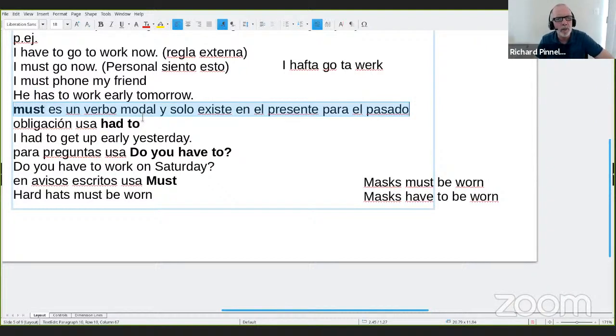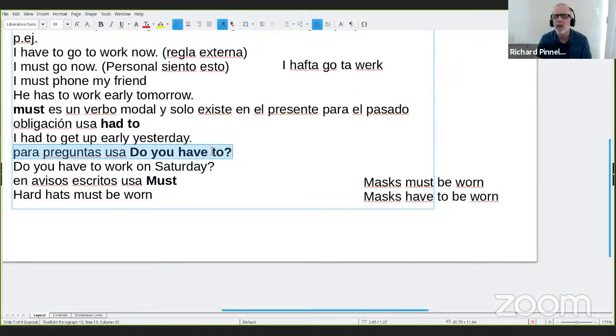Must es un verbo modal y solo existe en el presente. Para obligación en el pasado tenemos que usar had to, que es el pasado de have to. Must solo existe en el presente. Si queremos hablar en el pasado, tenemos que usar had to. El pasado de "I must go to work" es "I had to go to work." Por ejemplo, aquí tengo: I had to get up early yesterday.